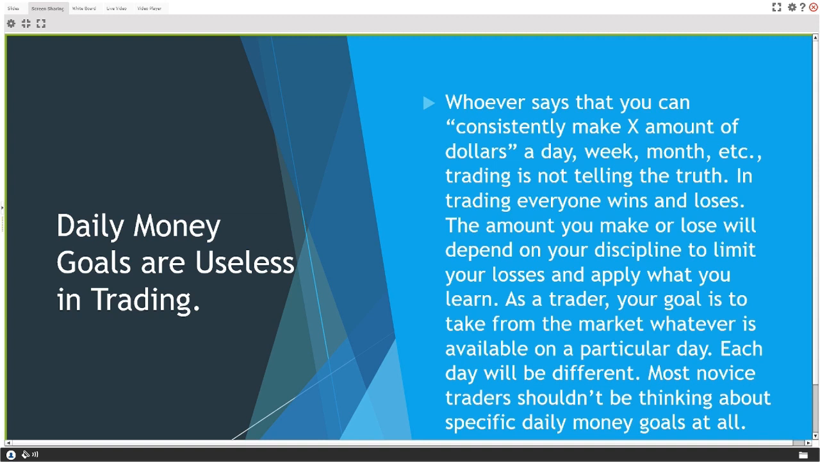The amount you make or lose will depend on your discipline to limit your losses and apply what you've learned as a trader. Your goal is to take from the market whatever is available on that particular day. Each day will be different. Most novice traders shouldn't be thinking about specific daily money goals at all. And I see that so much on new traders. I see that it happens so many times when people first get involved in the stock market.